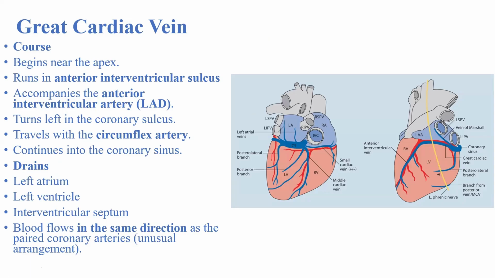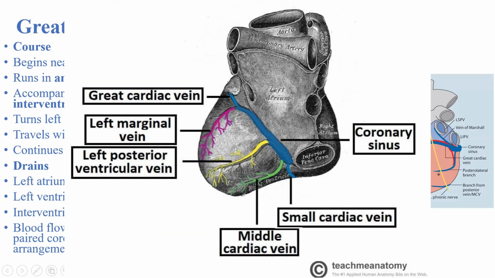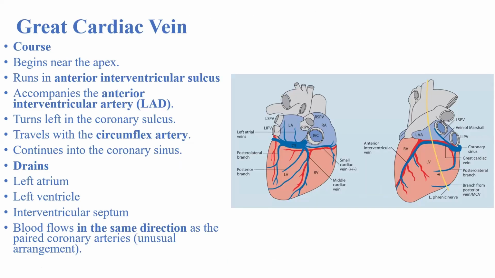Great cardiac vein begins near the apex of the heart. It runs in the anterior interventricular sulcus, and it is accompanied by the anterior interventricular artery, that is the LAD, left anterior descending artery. Then it turns left into the coronary sulcus and continues into the coronary sinus on the posterior aspect of the heart.